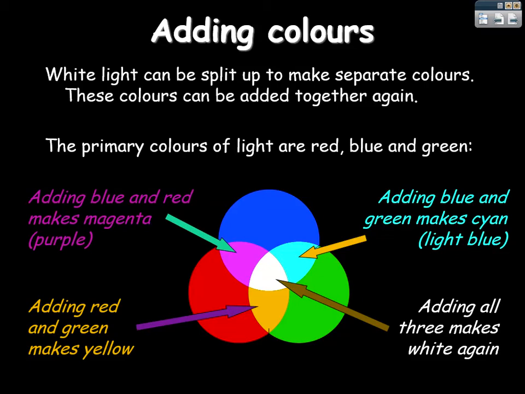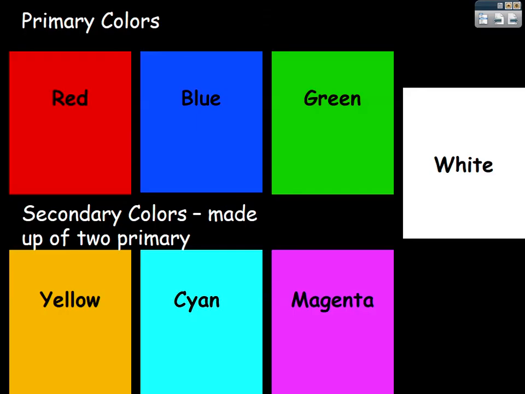This is adding colors. So this is the idea of how TVs create every single color. The more latest TVs are a little bit more fancy, but old-time TVs basically had three diodes of red, blue, and green, and every single color could be created on that TV. So your primary colors, red, blue, and green, combined, create white. Your secondary colors will be yellow, cyan, and magenta, where the secondary colors are made up of two primary colors.